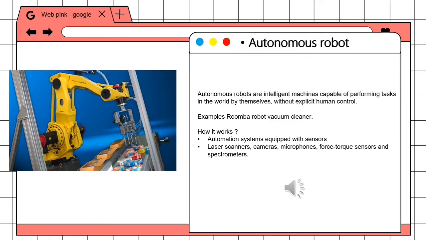The first example in advanced manufacturing technology is autonomous robots. Autonomous robots are intelligent machines capable of performing tasks in the world by themselves without explicit human control. The example is the Roomba robot vacuum cleaner. How it works: first, the robot has an automation system equipped with sensors. Examples of sensors that sense their environment are laser scanners, cameras, microphones, force torque sensors, and spectrometers.